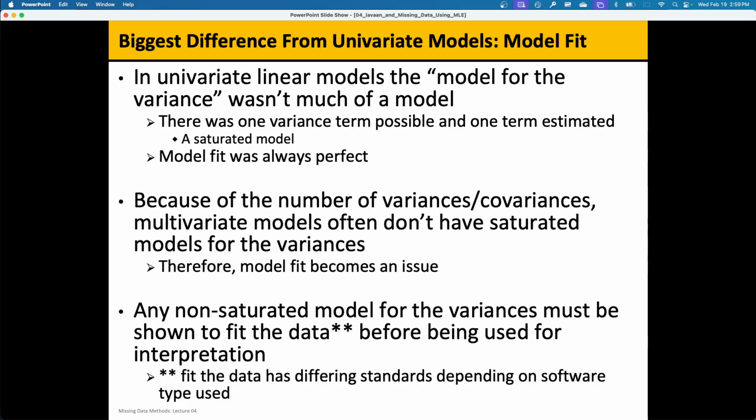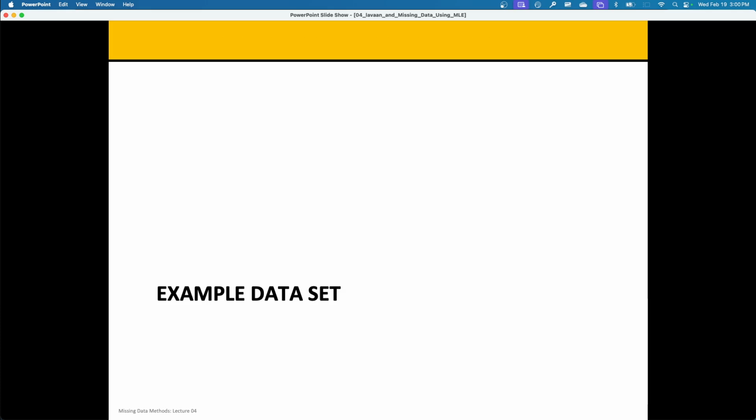So any non-saturated model for the variances must be shown to fit the data before being used for interpretation. Basically, we have a new step in the analysis. We have to check model fit. And that applies when you use the structural equation modeling approach for this, too. Because if it doesn't fit, that's just as bad as using MCAR or something else. Gosh, there's so many different catches with data. All right. Can't we just use ChatGPT?